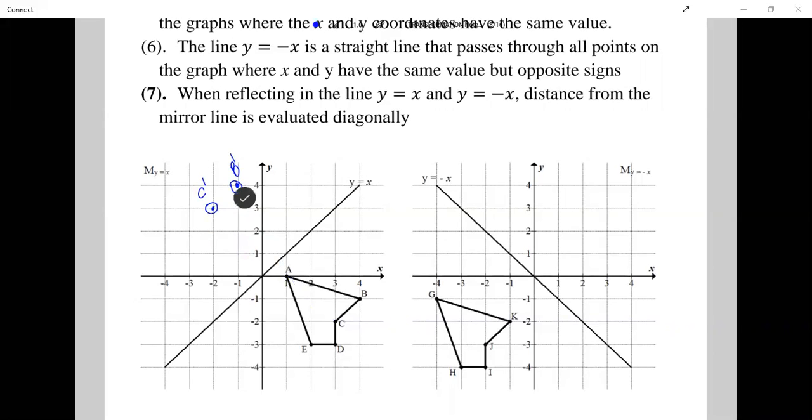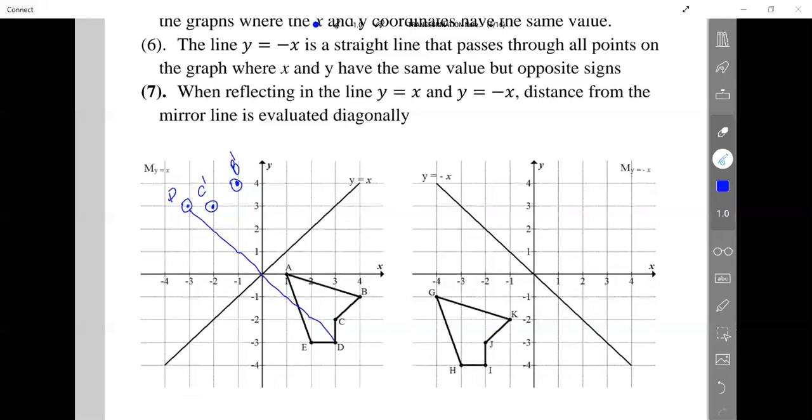Let's move D. This is what? 1 diagonal, 2 diagonal, 3 diagonal, 1 diagonal, 2 diagonals. This will be the new position of D. This is D prime. Note it, 1 diagonal, 2 diagonal, 3 diagonal. The image, 1 diagonal, 2 diagonal, 3 diagonal. So let's get rid of those.